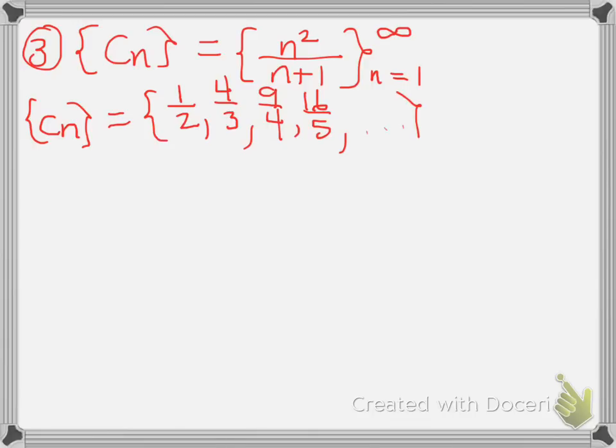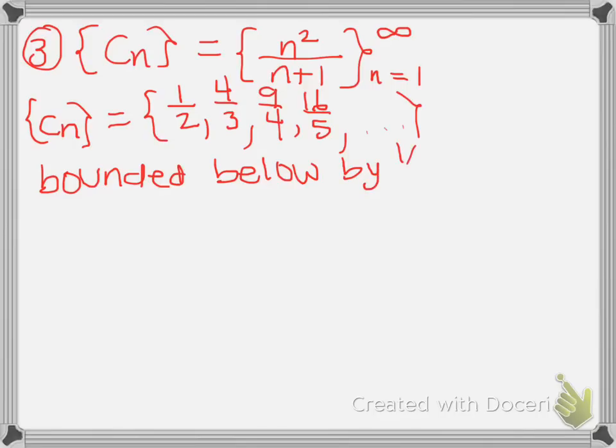Our values are increasing, it looks like, so 1/2 still will bound it below. It's bounded below by 1/2, or 0, or any number less than that, since the values are increasing. So bounded below by 1/2. And we're going to check to see if it's bounded above.